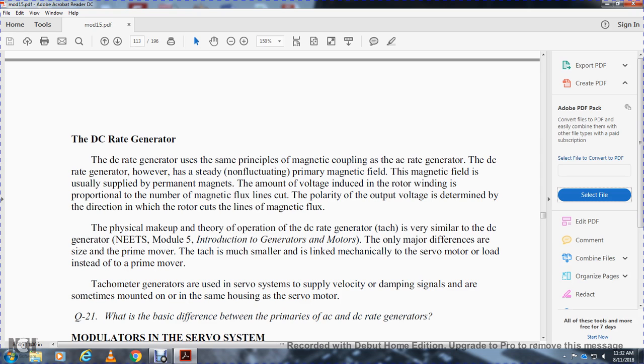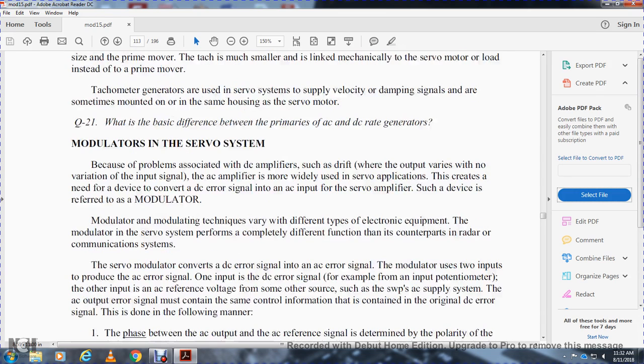Tachometer generators are used in servo systems to supply the velocity damping signal and are sometimes mounted within the same housing with the servo motor in the servo system.